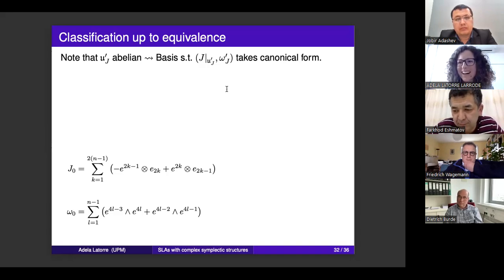Another question. Has anyone ever thought of doing exactly this thing but for superalgebras instead of algebras? I've never worked in superalgebras, but I have heard some constructions on symplectic forms of Lie superalgebras. So maybe.